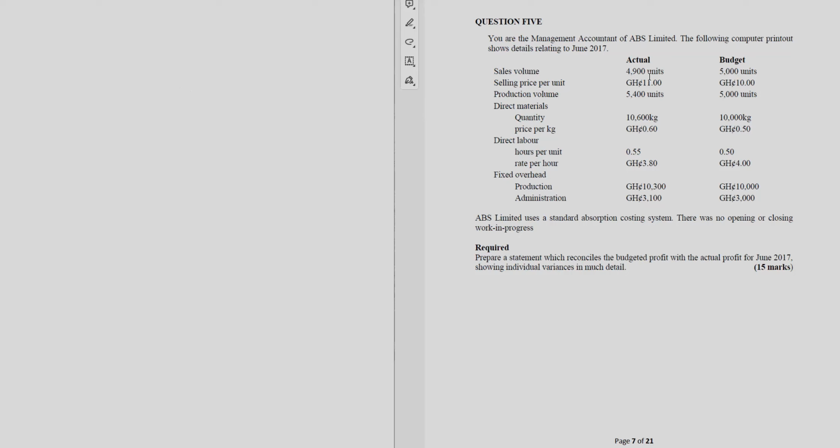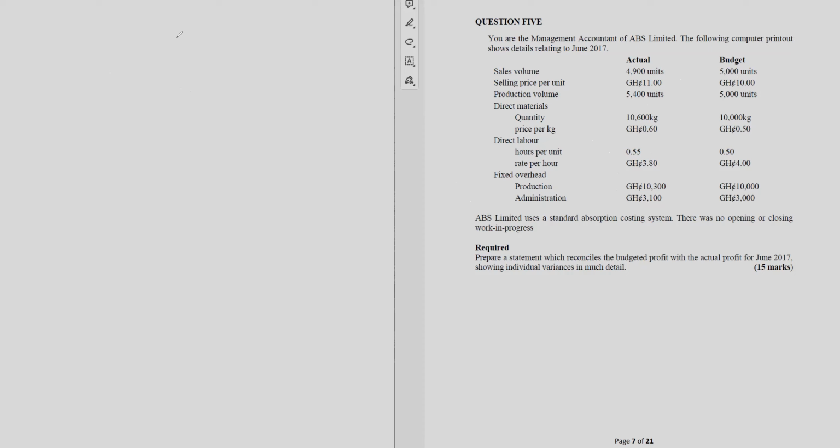So you see, we have been given actual information and budgeted information. Now, with this one, the profits have not been given. So you first have to look at what kind of entity you are dealing with and what kind of accounting system they are dealing with, whether marginal accounting system or absorption accounting system. Now, when you look at this, they tell you ABS uses a standard absorption costing system.